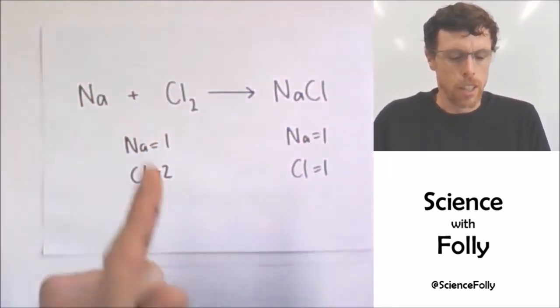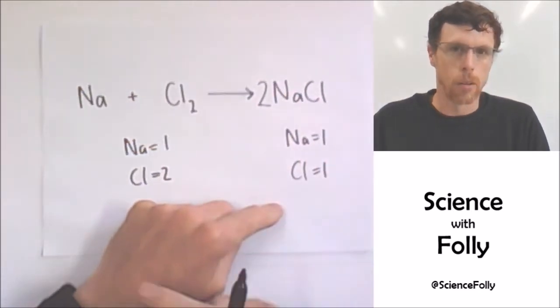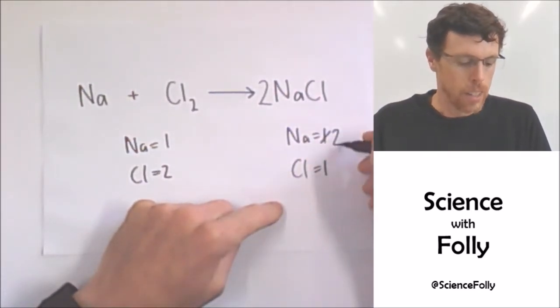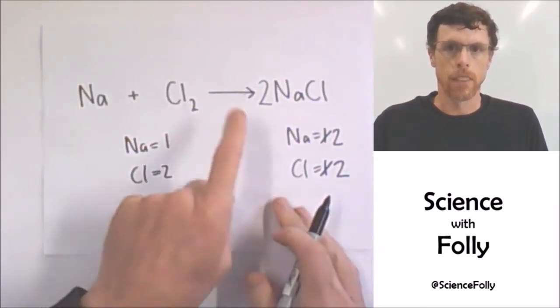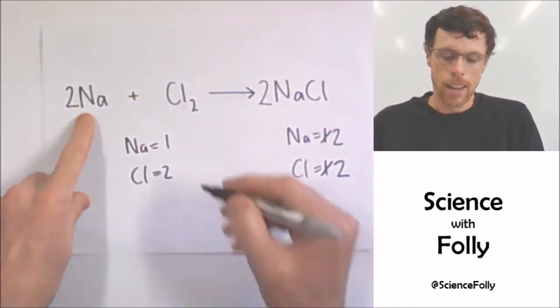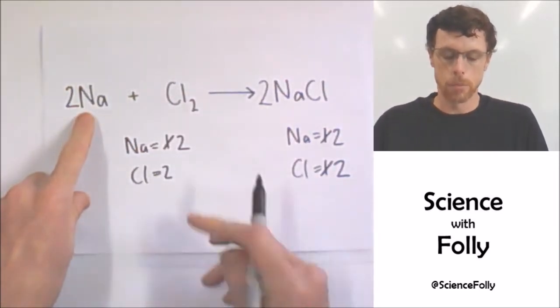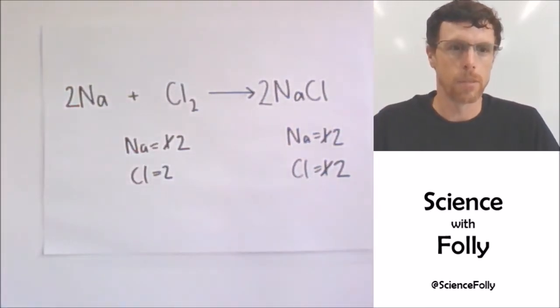So what do I do? Well, I double this compound here, and now I have two sodiums and two chlorines. Over here, I put a 2 in front of this, and now I have two sodiums, I've still got two chlorines, and the whole chemical equation is balanced.